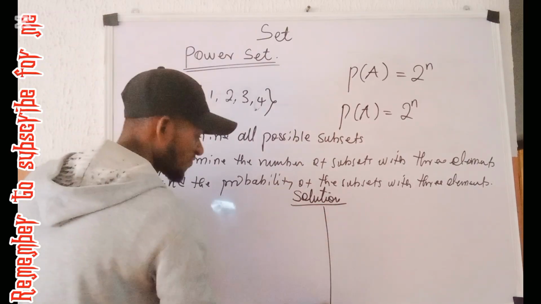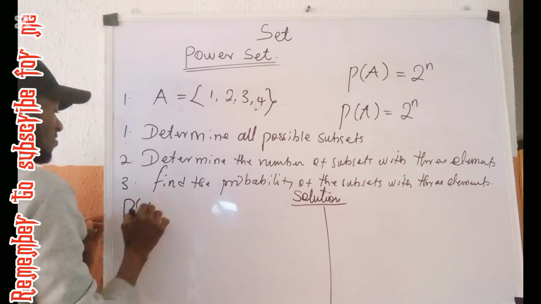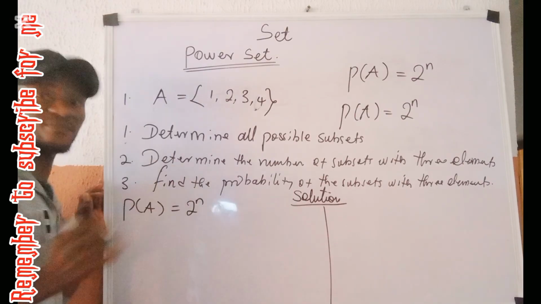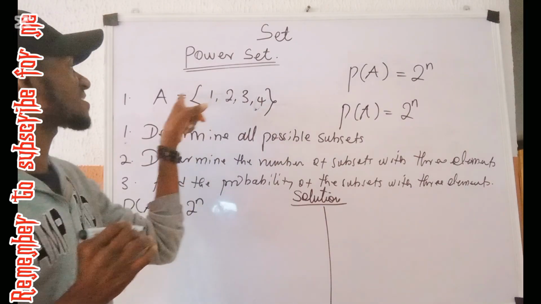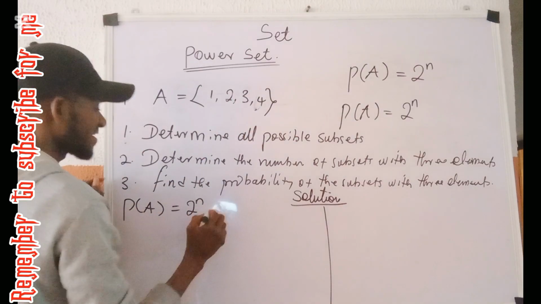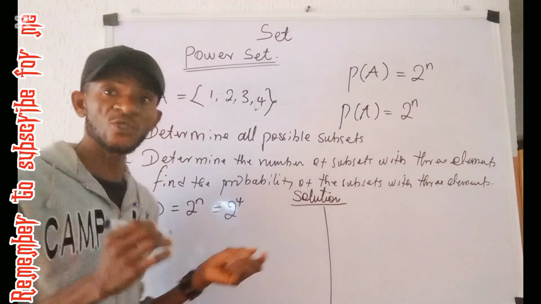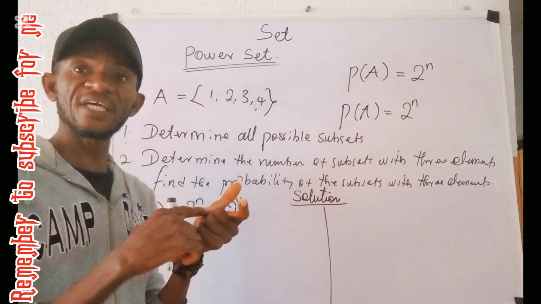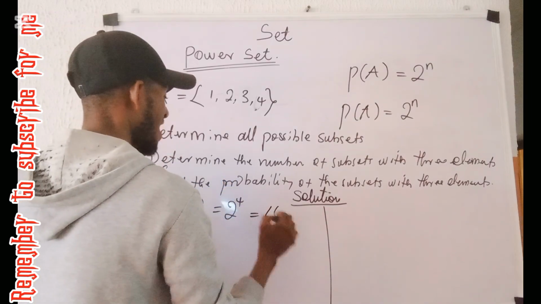What we are going to do first of all is to remember that our P of A is given as 2 raised to power n. And this time around, our n is the number of elements inside the set A, 1, 2, 3, 4. So we have that this thing becomes what? 2 raised to power 4. And 2 raised to power 4 means 2 times 2, 4, times 2, 8, times 2, 16. So this is given as 16.